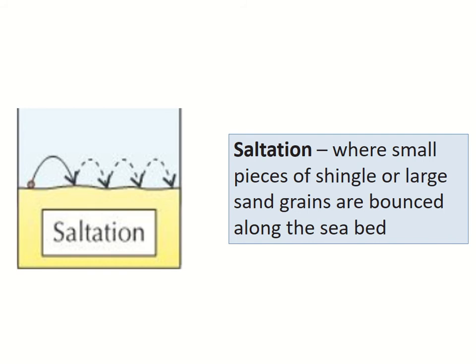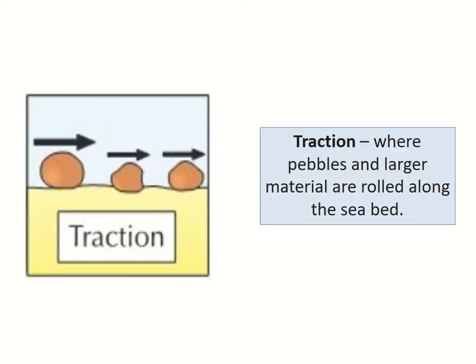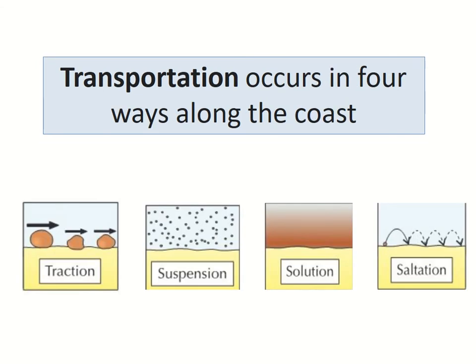And then finally is saltation, and this is really similar to traction, only this time it's small pieces of shingle or large sand. And again, it bounces along the seabed. So the waves are pushing it, it's bouncing along the seabed, and it's moving that material. And so if we go back to this then, it means that if we have erosion on a cliff and it ends up in the water on the coast, if it's a large bit, it might be traction. If it's a small bit, it might be saltation, and they go down in size accordingly.